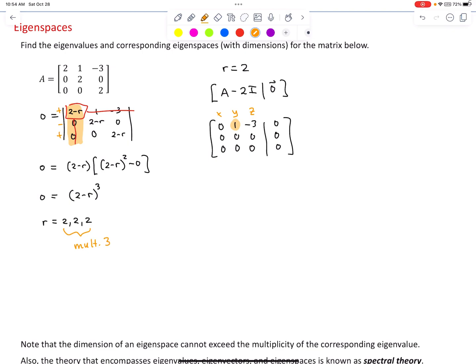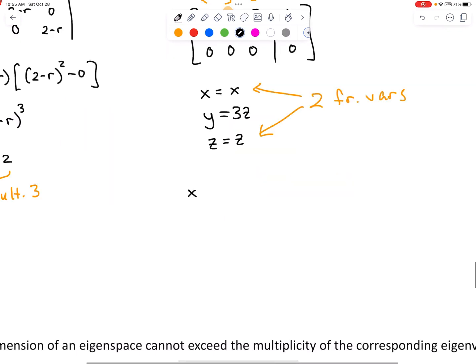So that means x and z are both free. So x can just be itself. Second row reads that y minus 3z has to be 0. So y has to be equal to 3z. And z is also free, so z can just be itself. And we have two free variables here, x and z. So our solution has the form: vector x has to be, well, x is just x, y has to be 3z, and z is z.